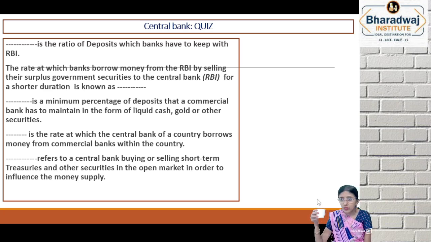Third one, I know. Borrows from commercial bank. There is a repo rate, bank rate, and reverse repo rate. Three types of rate. Which one is it?